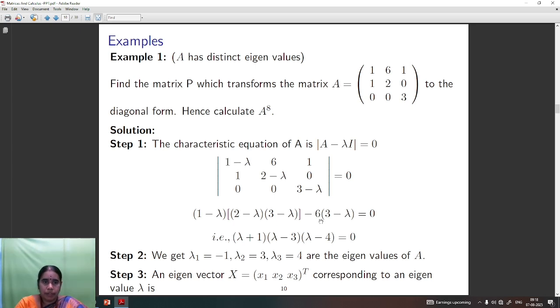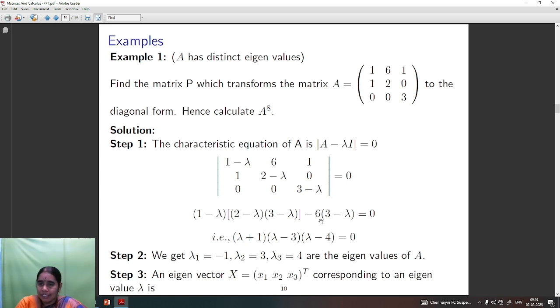Problem number 1. The matrix A has distinct eigenvalues. I am choosing the distinct eigenvalue matrix. Let us consider the matrix A equal to [1, 6, 1; 1, 2, 0; 0, 0, 3], reduce it to diagonal form, and hence calculate A power 8. We are going to calculate the P which converts the matrix to diagonal form and also find the higher power A power 8.